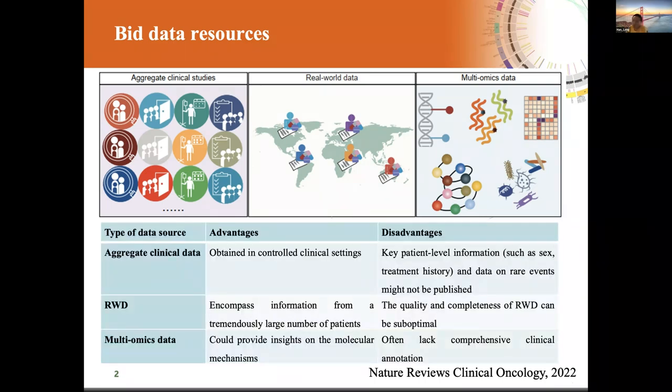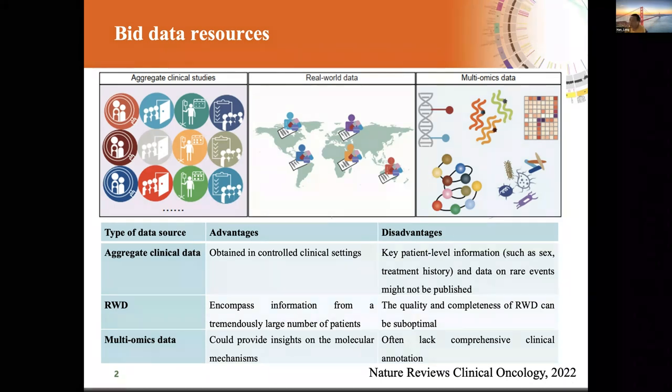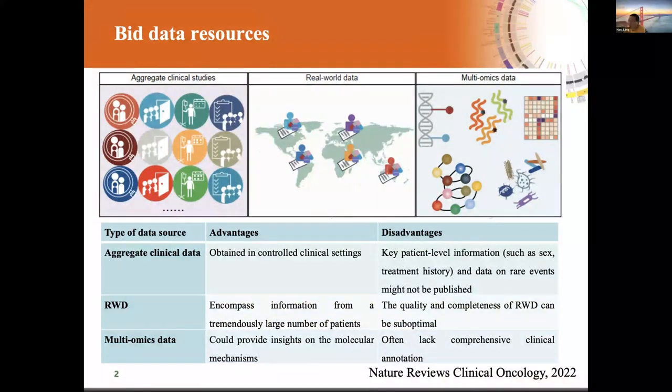So for each of these kinds of data resources, there are advantages and disadvantages. For example, clinical data are obtained in very controlled clinical settings, so they can directly relate to the clinical settings. However, many of the key patient-level information, such as sex and treatment history, are not published. It's very difficult to obtain all the related information.